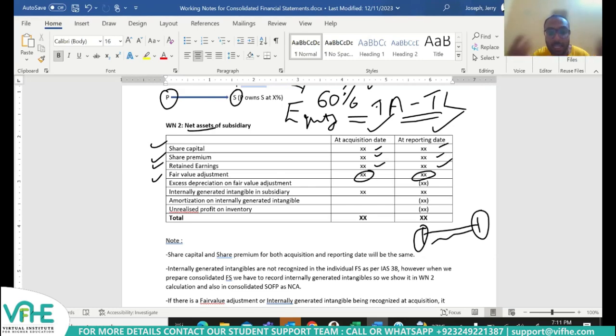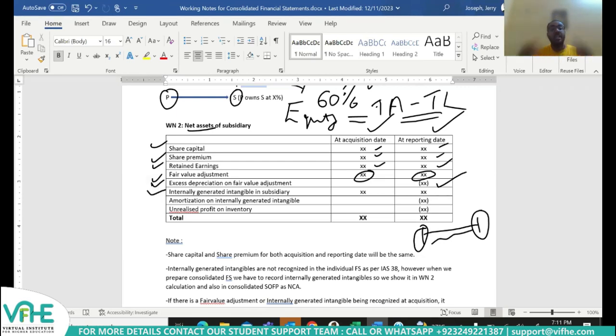Then since my value has gone up, I will have to charge excess depreciation, right? So the excess depreciation comes into the picture for the fair value adjustment. And depreciation is charged at the year end, so it will only be there at the reporting date and not at the acquisition date. And then we have internally generated intangible in the subsidiary.